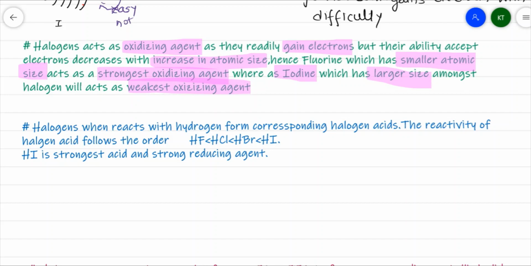So here I'm talking about in terms of size. If my size is smaller, I can readily gain electron, so I act as a good oxidizing agent. But if I am larger in size, I cannot gain electron easily. As a result, I'll act as a weak oxidizing agent. So this is what happens with iodine. Because of the larger size, it cannot readily gain electron. That's why it cannot act as a good oxidizing agent.